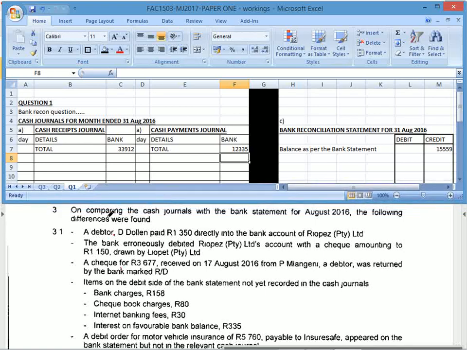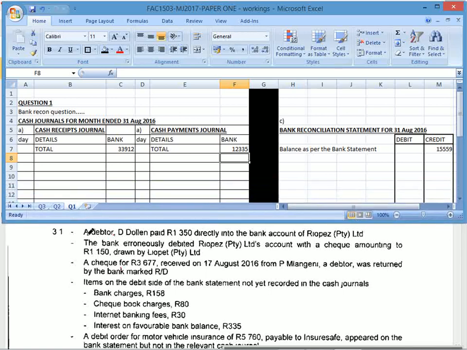Now we need to compare what we have in our books to what they have in their books. So comparing the cash journals, which is our records, to the bank statement, which is the bank's records, the following differences were found. The first bullet, a debtor D paid that directly into the bank account. If they pay it directly into your account, whose books are correct? The bank's. If the bank's books are correct, do you adjust or reconcile? You adjust because your books aren't showing the deposit. Because the bank has shown it, you haven't.